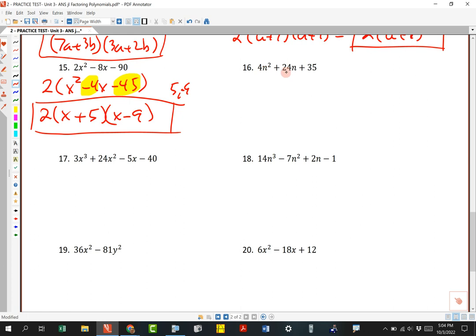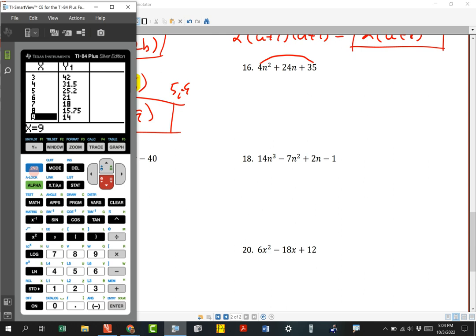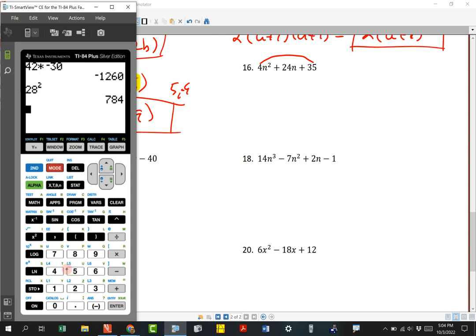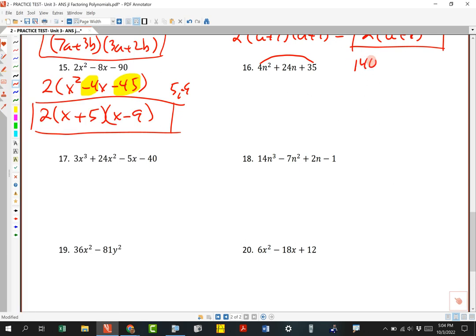We've got a 4n squared plus 24n plus 35. No common factors or anything like that. So we are stuck doing this the hard way. If I multiply the 2 of those together, let's see what we get here. So 4, clear this off, 4 times 35. I get 140. So 140, and they're all positive. So they've got to multiply to be 140, and they've got to combine to be 24.